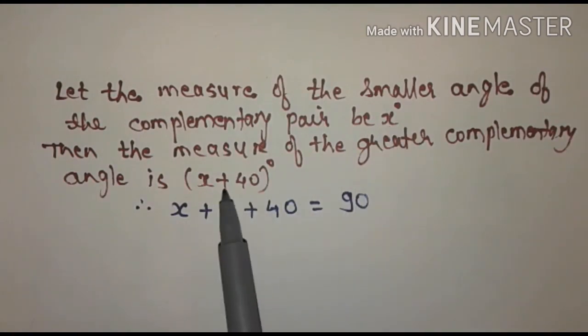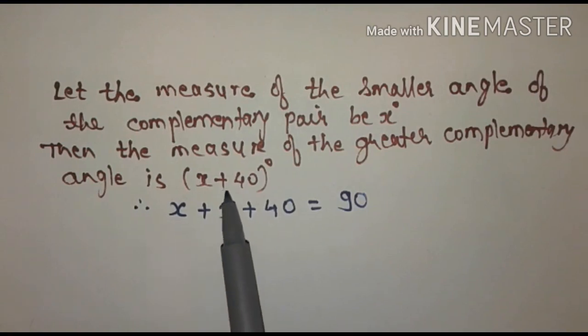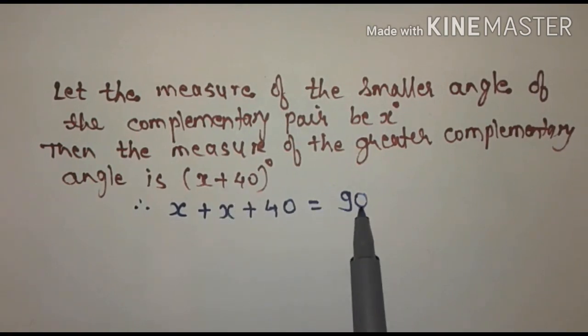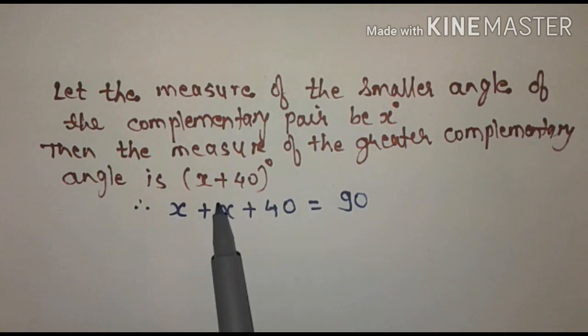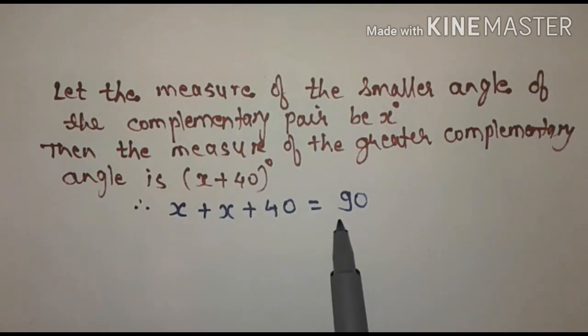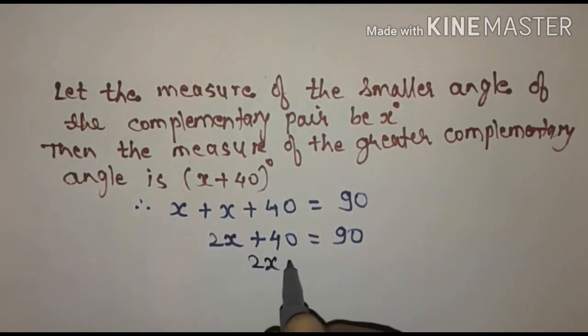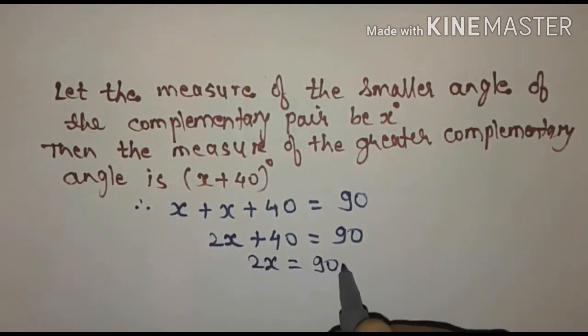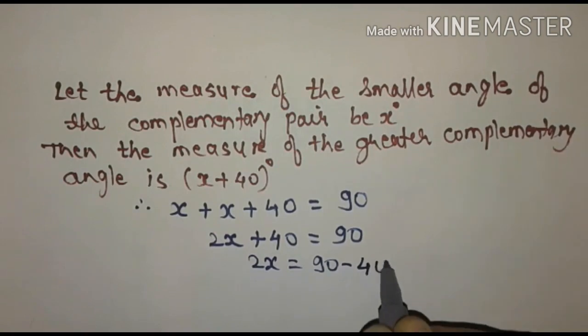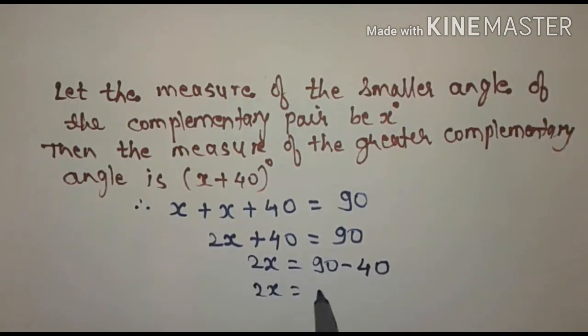Now add this x and this x plus 40 degree, which is equal to 90 degree. Why 90 degree? Because when the sum of two angles is 90 degree, they are said to be complementary. Now here x plus x is 2x, plus 40 is equal to 90. Now transpose this: 2x is equal to 90, this is positive, so when it gets transposed, it will become negative. That is 90 minus 40, you will get 50.